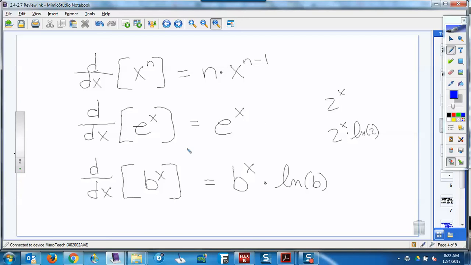e to the x is its own derivative. If you got another one, like 2 to the x, then you have to kick out that 2, or that ln 2. So 2 to the x would be 2 to the x ln 2. 3 to the x would be 3 to the x ln 3.